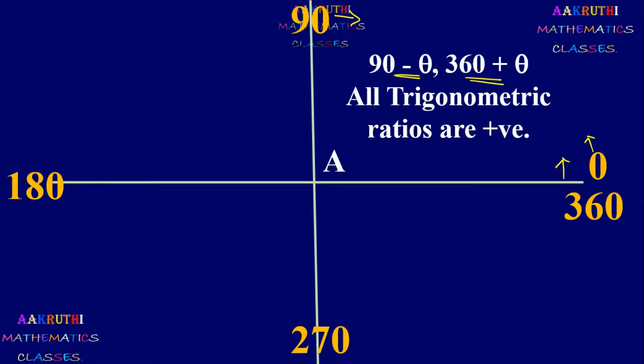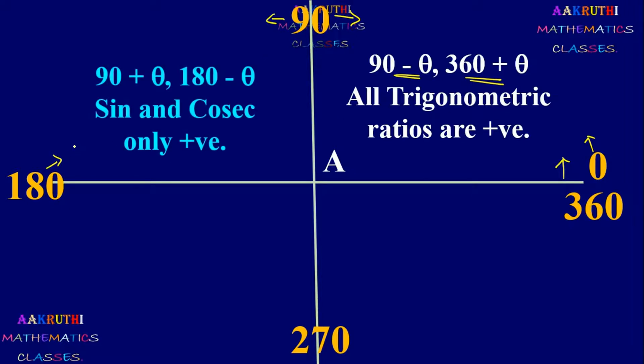In the second quadrant, the angle is more than 90 degrees and less than 180 degrees. So we write the angle as 90 plus theta or 180 minus theta. When we get angle 90 plus theta or 180 minus theta, they lie in the second quadrant, and in the second quadrant only sin theta and cosecant theta are positive. The reciprocal of sin theta is cosecant theta.